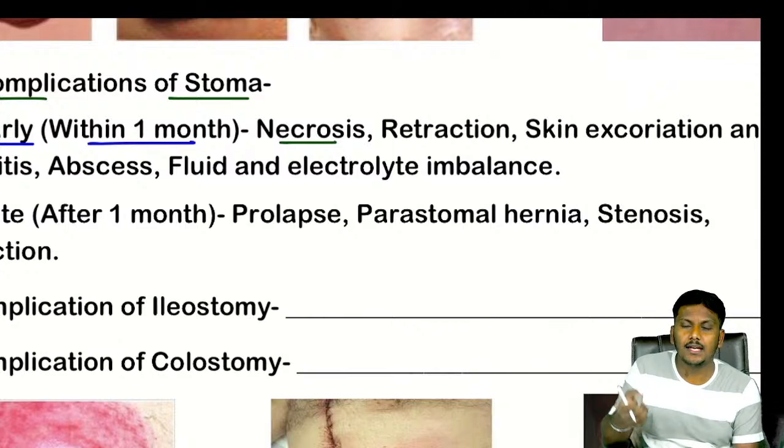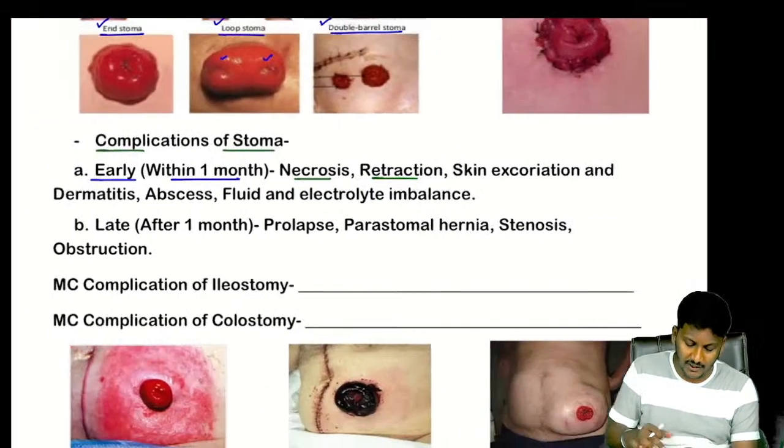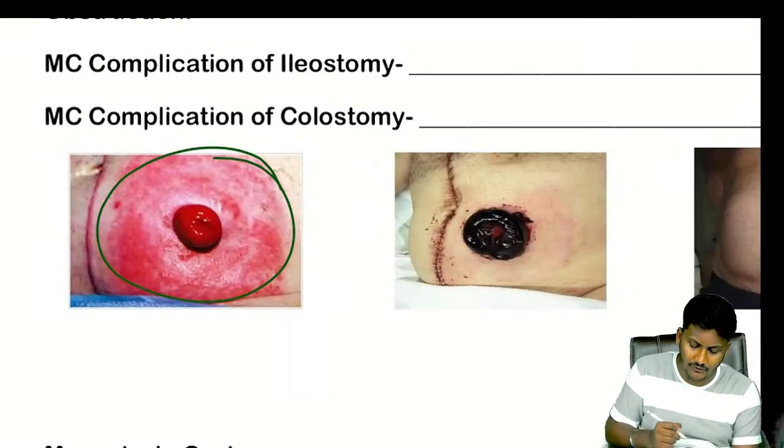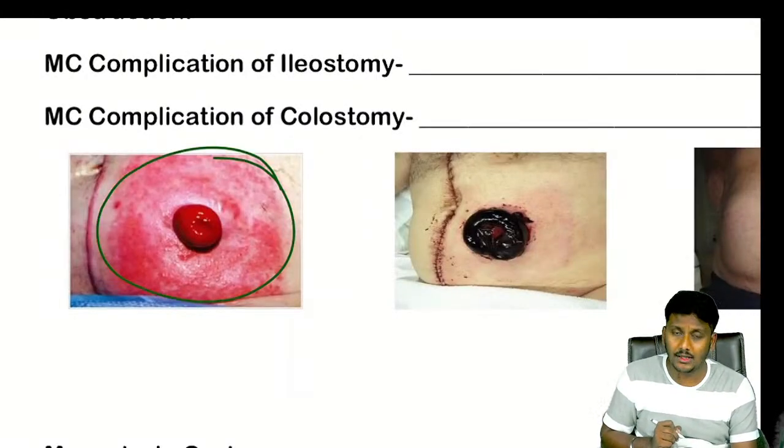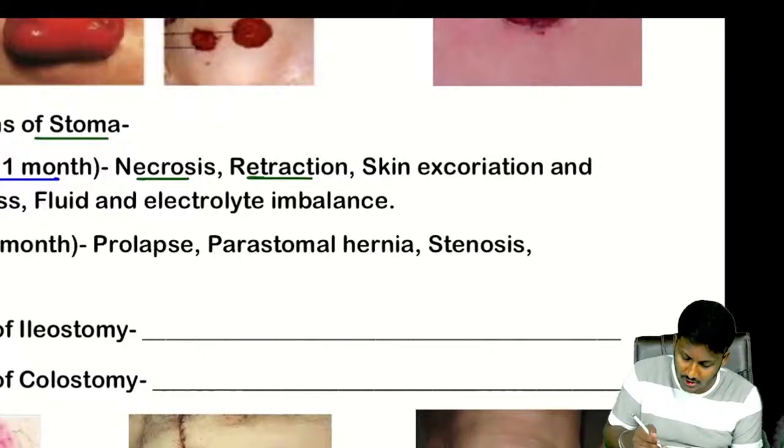The intestine which is there may get pulled inside. That is called retraction. Around the stoma, as the fluid is there, this fluid or effluent may come in contact with the surrounding skin, and definitely there can be damage to the skin. That is called skin excoriation.